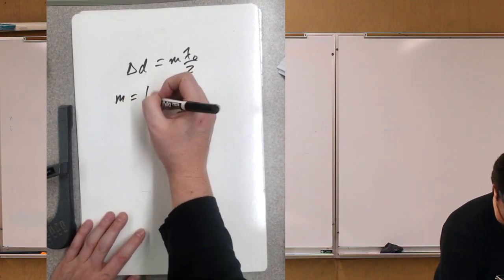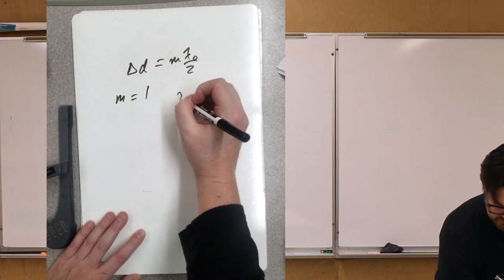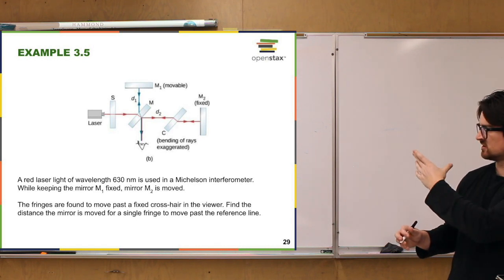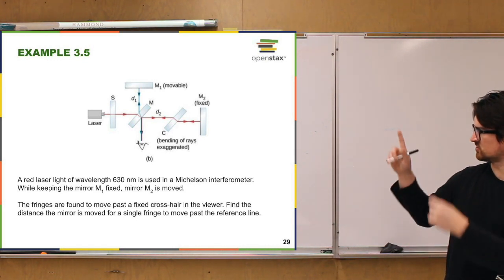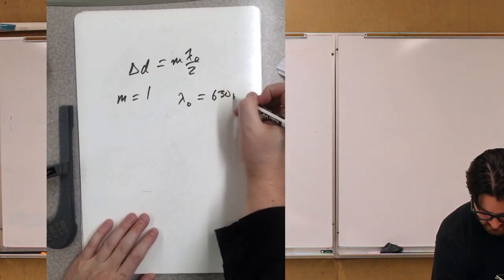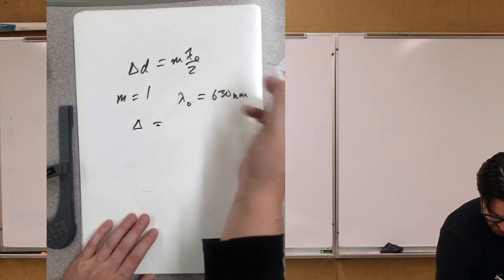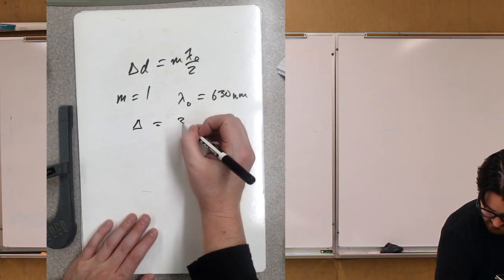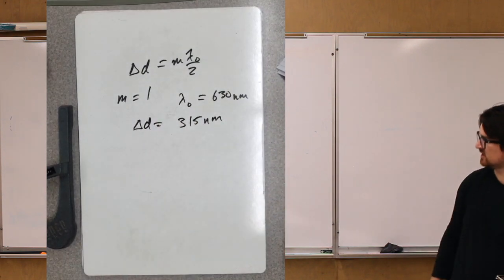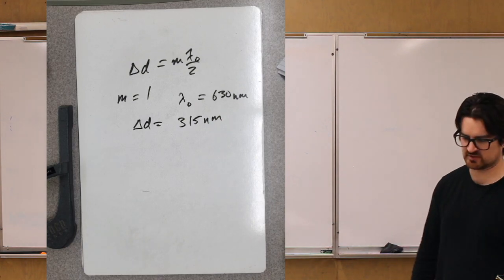And there's only one fringe that moved past this point, so we'll say m is 1. And λ₀ just indicates this is the wavelength of this light in a vacuum, as opposed to thinking about it in any of these materials. Putting those numbers in, pretty straightforward. Well, just half of that. 315 nanometers. Tiny little change in that mirror distance. Those are very small changes.